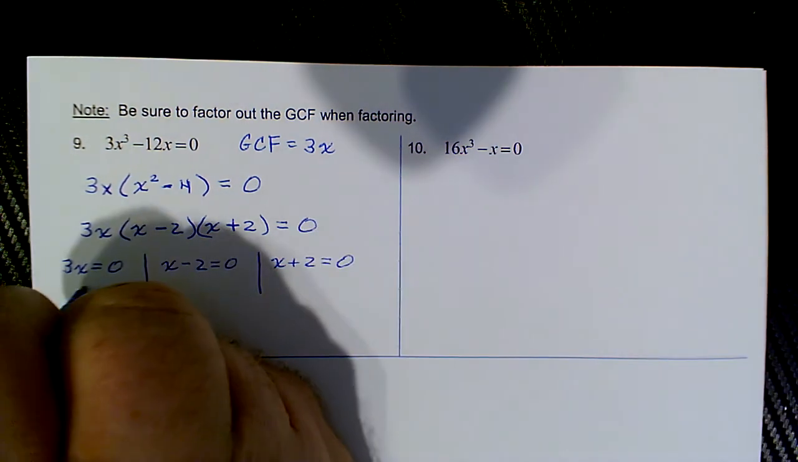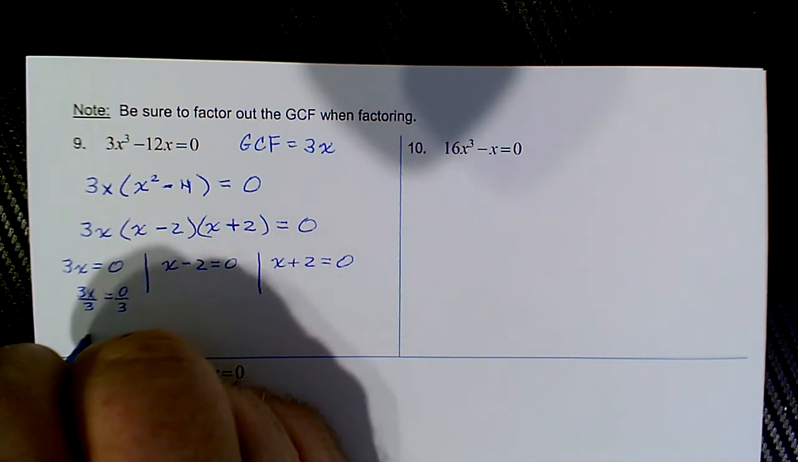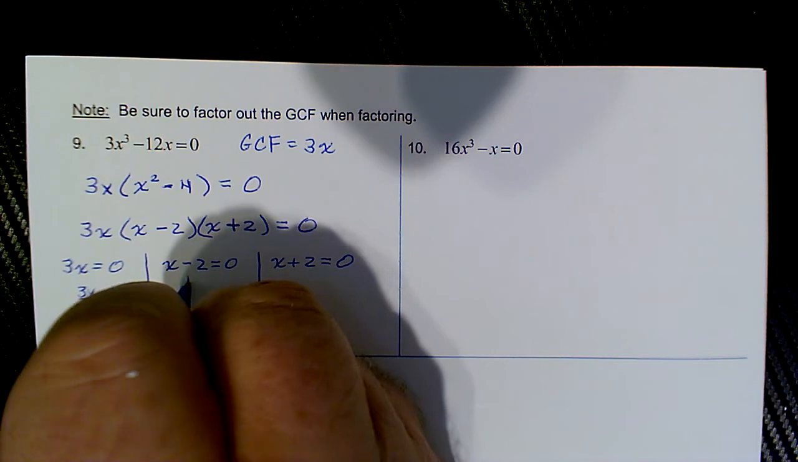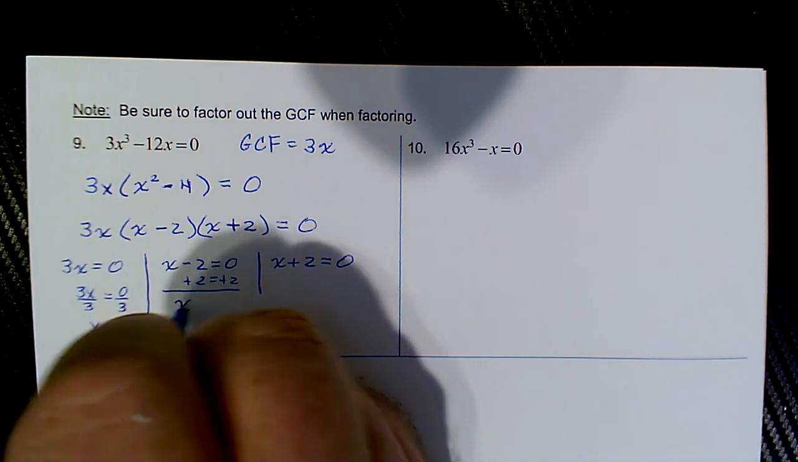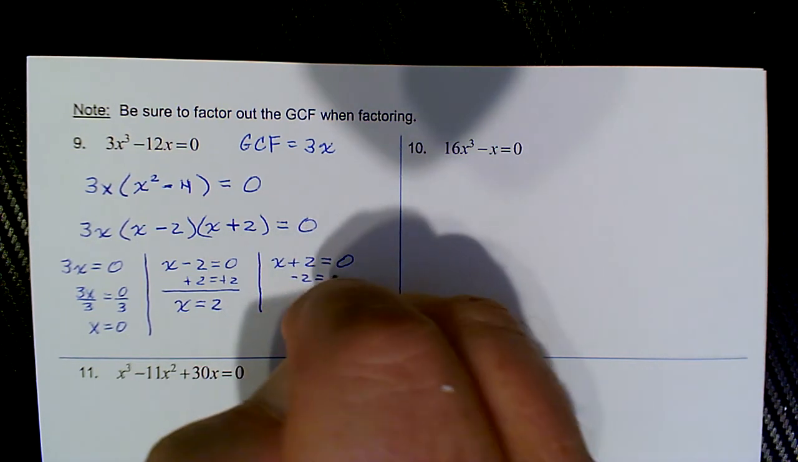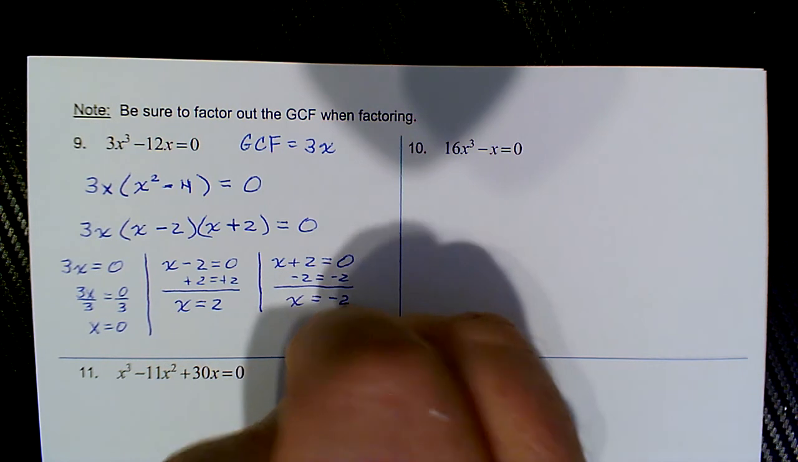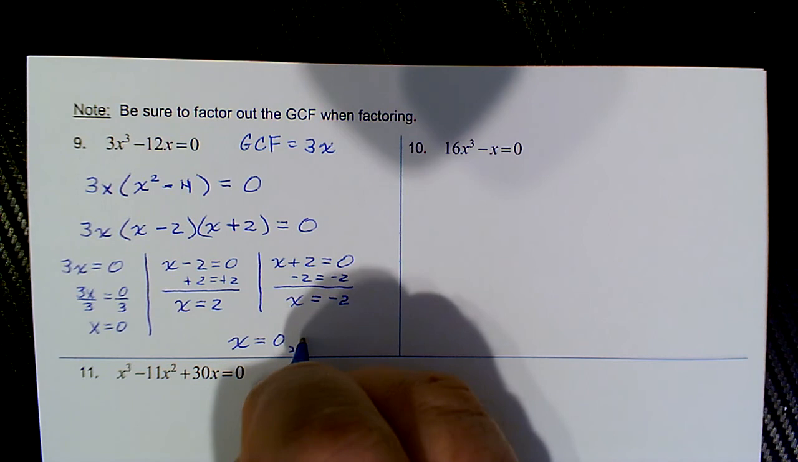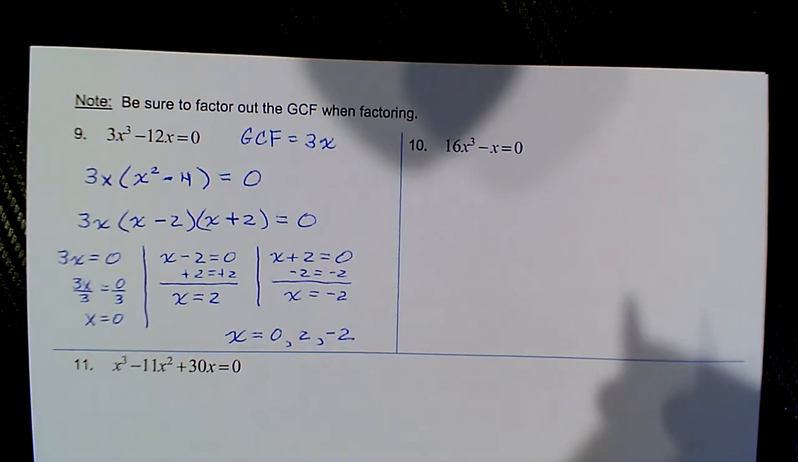And then solve each one of those. So here we can divide by 3. Certainly you don't need to show that. Here we're going to add 2 to both sides. Again, you don't really need to show that either. So x is 0, x is 2, and then over here we subtract 2 from both sides. So x is negative 2. So summarizing the solution, 0, 2, and negative 2. Again, separated by commas.